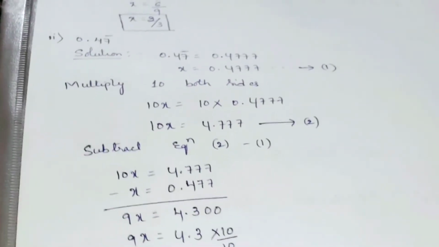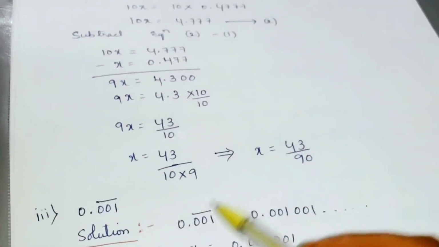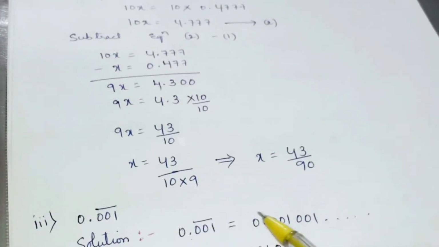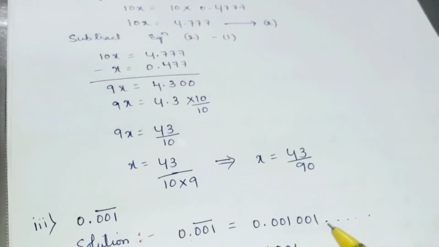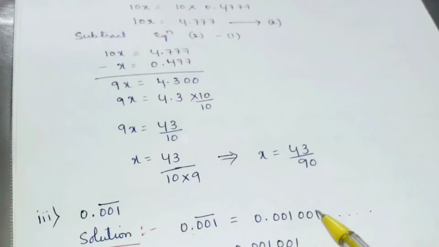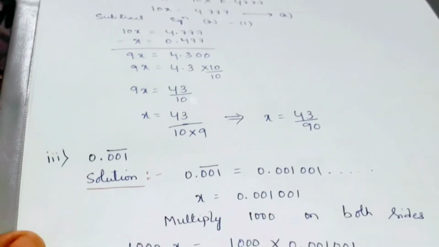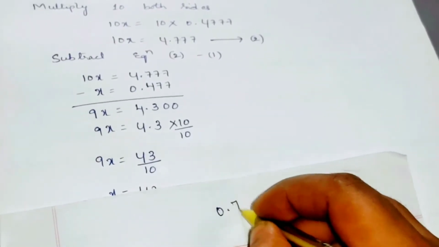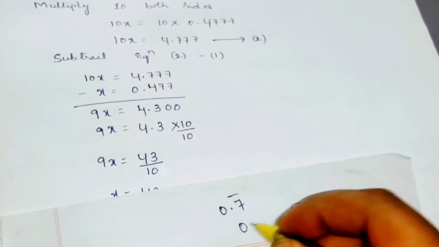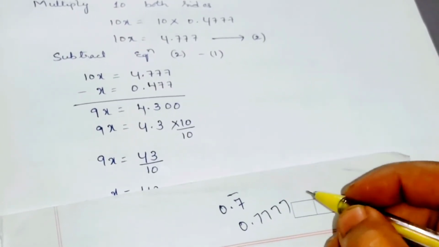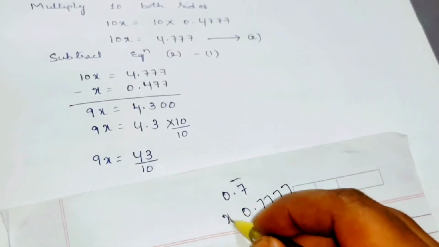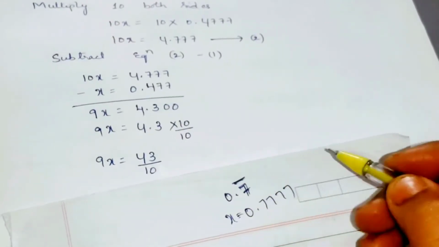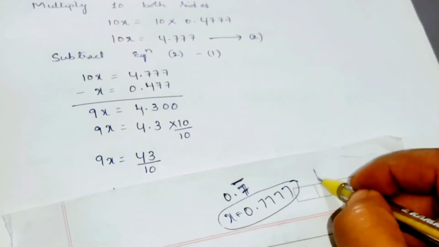The next question, 0.001 with the bar on all the 3 digits. That indicates all 3 digits will repeat: 0.001, 001, 001, and so on. Let me call this value x. Suppose it is 0.7 bar, then what you will write? 0.7777. Then you will write x is equal to 0.777. Since the bar is on only one digit, you have to multiply both sides by 10.